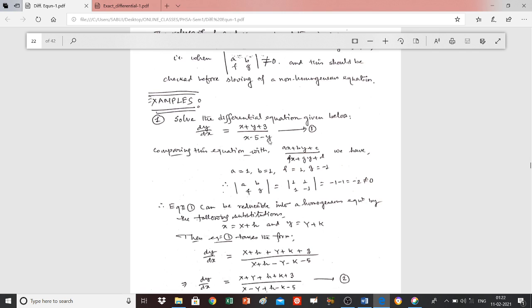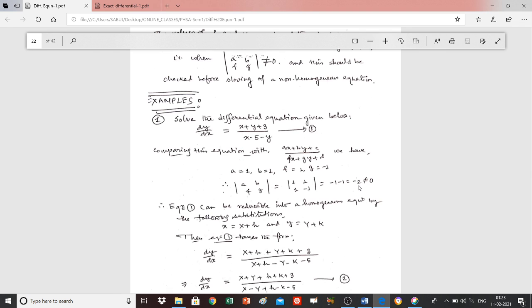So this is a non-homogeneous equation, and to reduce this equation into a homogeneous equation, you first need to check the value of the determinant of a, b, f, g. Just compare this equation with ax plus by plus c and fx plus gy plus d. You can easily understand that a is equal to 1 and b is equal to 1. From here f is equal to 1 and g is equal to minus 1. Just put these values in this determinant, so you have minus 2, which is not equal to 0.